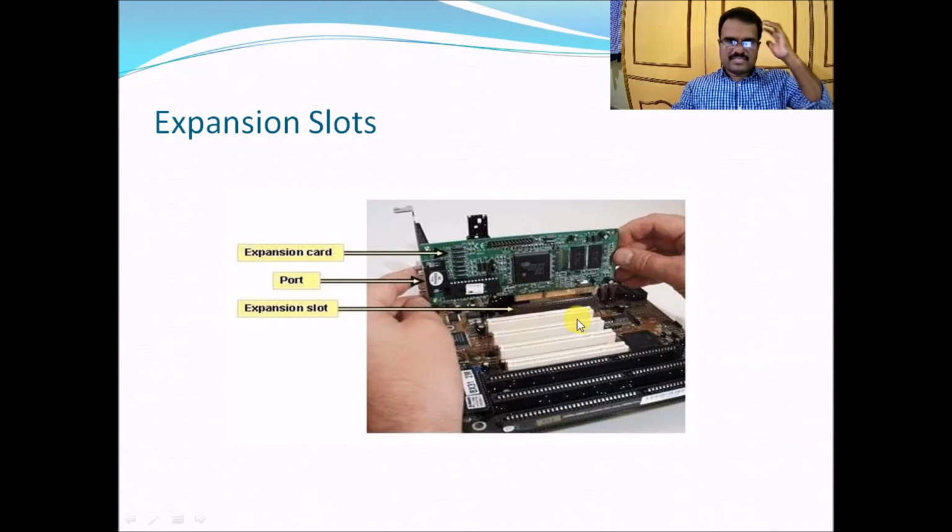So here also expansion cards we can see. These are white color PCI slots, and in this black color these are called ESA slots. And this is called expansion card, which can be inserted on the PCI slots or ESA slots based on this card.